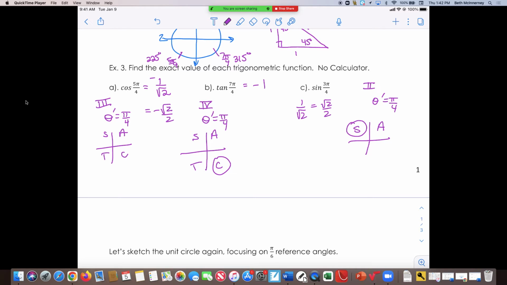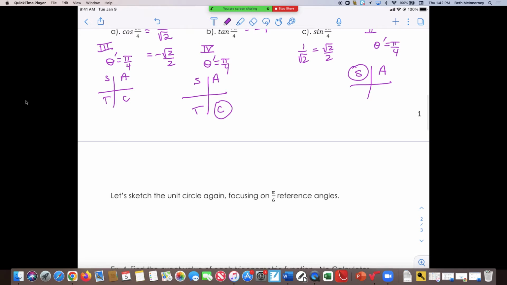All right, now we're going to focus on pi over 6. So we did quadrantals. If it's quadrantal, 0, 90, 180, 270, 360, it's just the x or y for sine and cosine, or tangent is sine over cosine. If it's 45s, it's 1, 3, 5, 7. I do a 45 and put positive or negatives. Now, we're going to go to the pi over 6s.